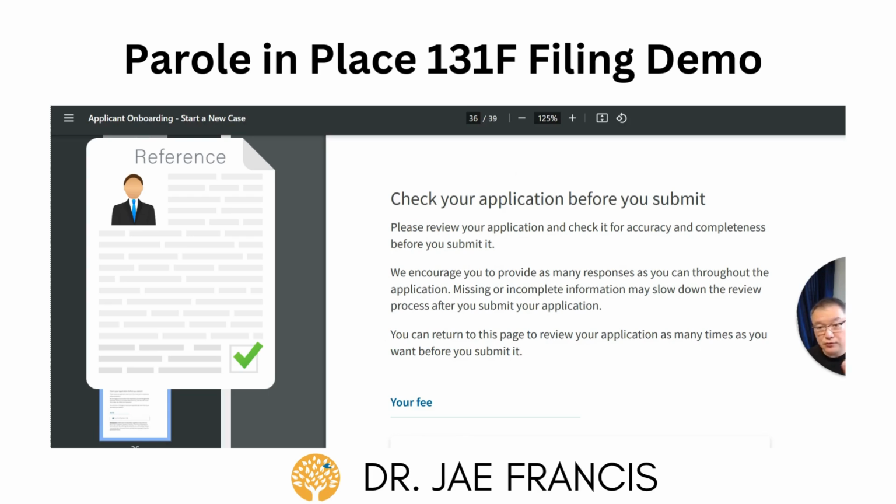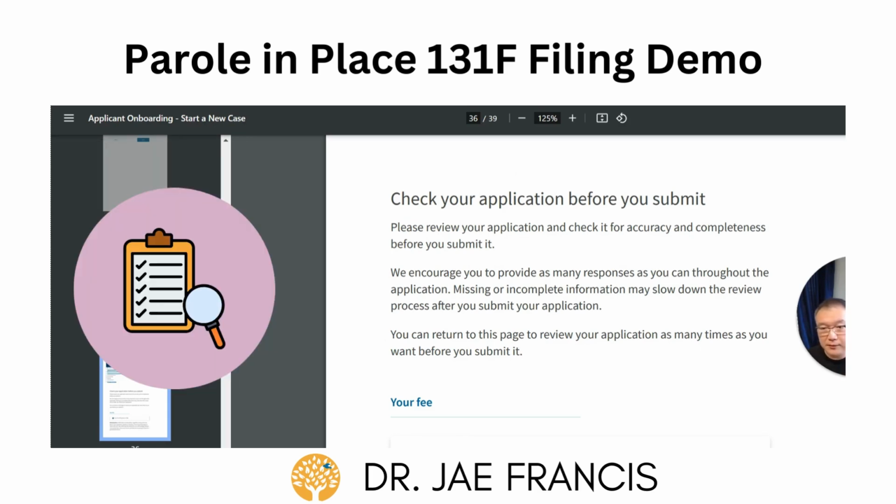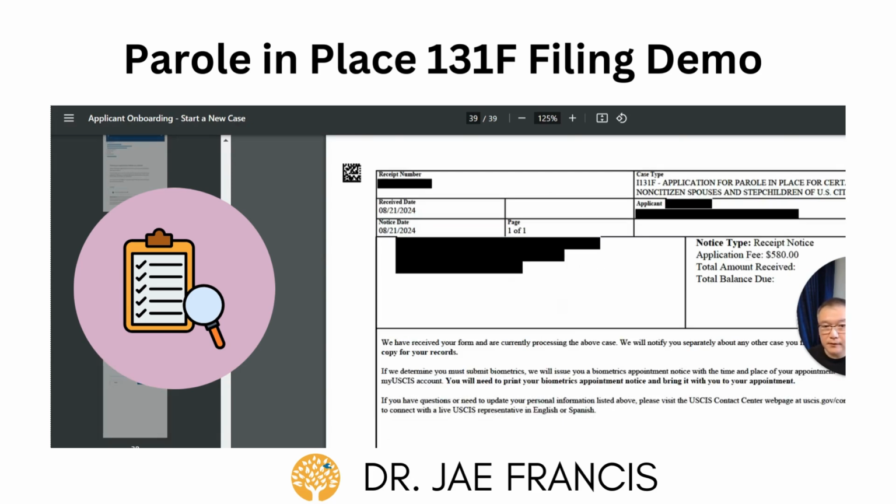You're given the opportunity to review everything before you move on to make payment. As you can see, the filing fee is $580. You make the payment with a credit card or debit card, and once you make the payment, you submit your application to USCIS. Everything's online.